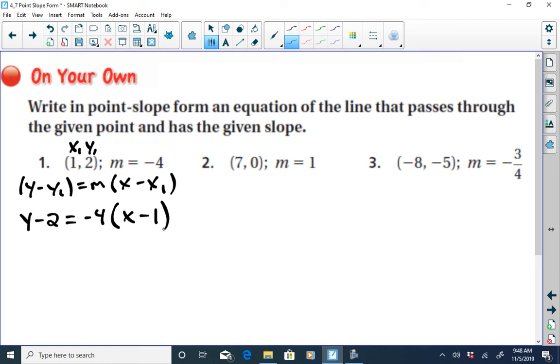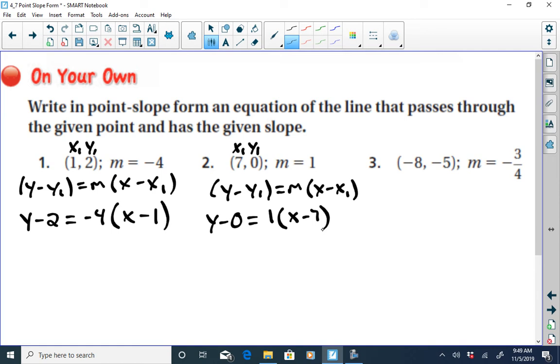All right. Next, we have 7, 0 is our point. Our slope's going to be 1. Once again, I start with my formula. My formula says y minus y1 is equal to m parentheses x minus x1. I substitute by replacing x1 and y1 in the formula. So we have y minus y1, which is 0, is equal to our slope, which is 1, times x minus x1, which is 7.